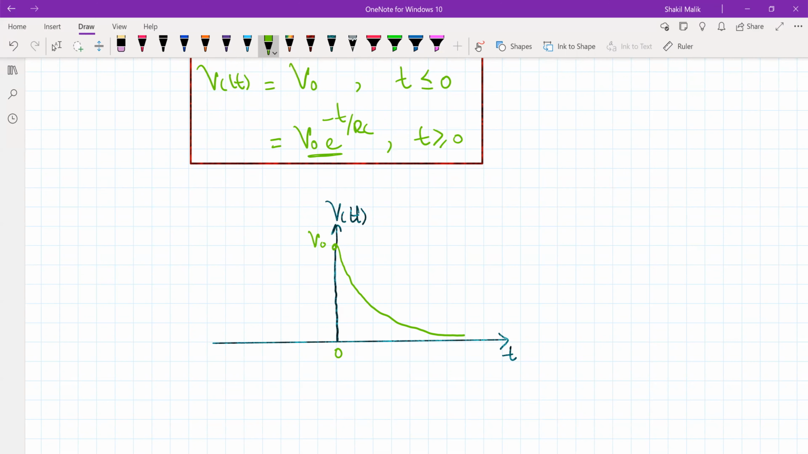All right. So this is how a capacitor discharges. In the previous session, we learned how a capacitor charges, and in this session, we learned how a capacitor discharges. Now, in the next session, we are going to learn the same thing about the inductor, how the inductor current varies as we connect a source to it. All right. Let me end this session here.